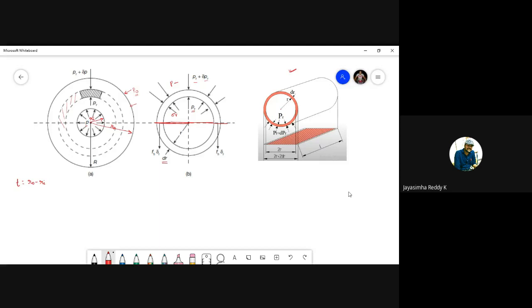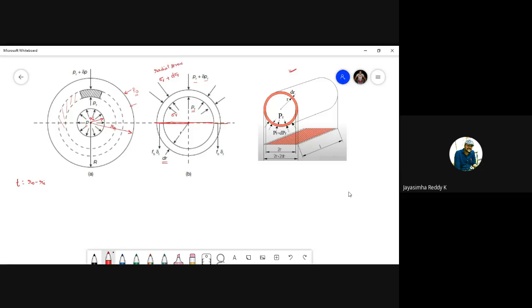Sorry, sigma r plus d sigma r, a very small portion. So here P plus delta P, here sigma r plus delta sigma r. That is what I have considered. Now this is the external radial stress and this is the internal radial stress. Radial stress.